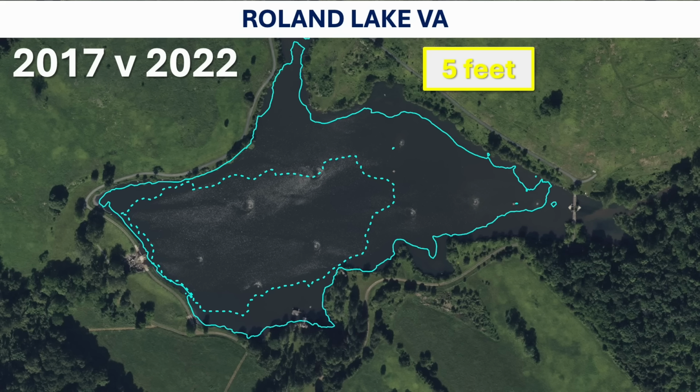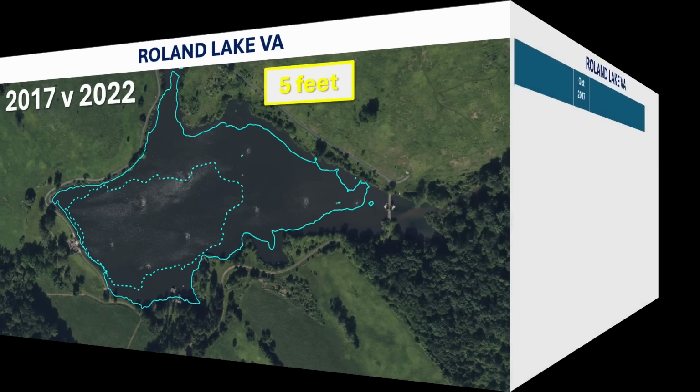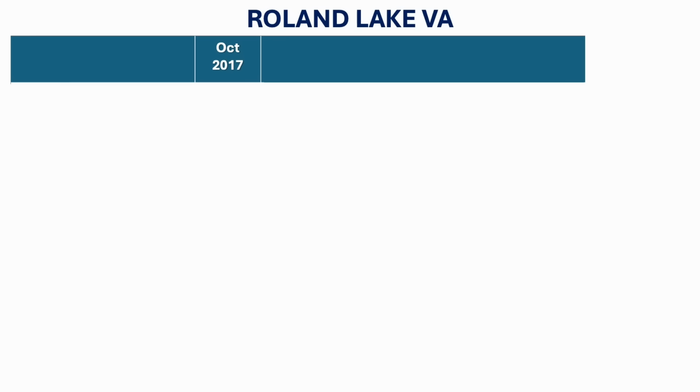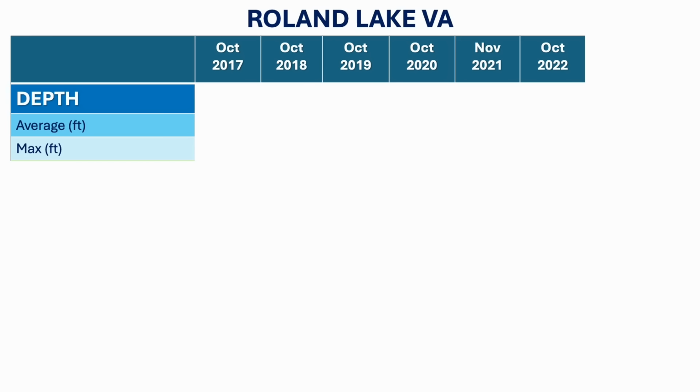Another thing we can do with that bathymetric data is track it over time. We do a bathymetric scan every year at the same time of year. The first thing we can look at is the change in depth. And what we do is calculate the average depth and the maximum depth. The average depth is basically the volume of water divided by the surface area. And you'll see that in 2017, the average depth of the lake was 5.1 feet.